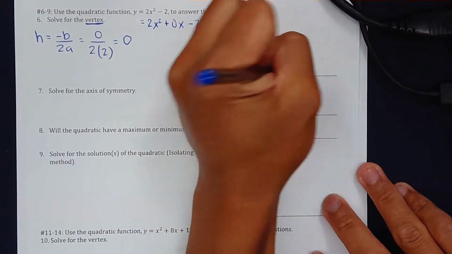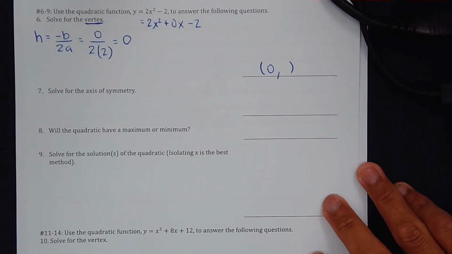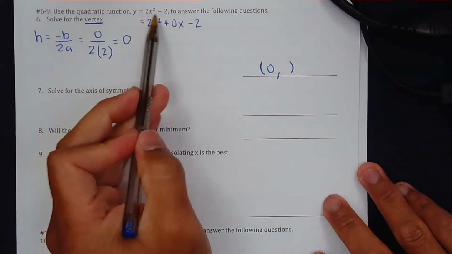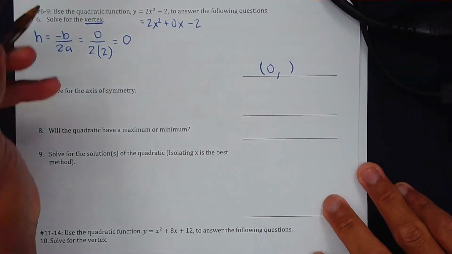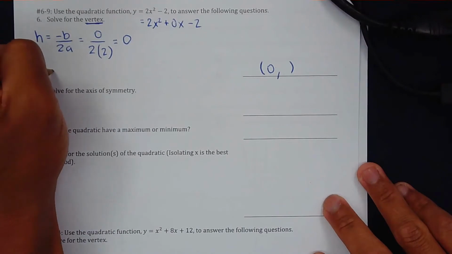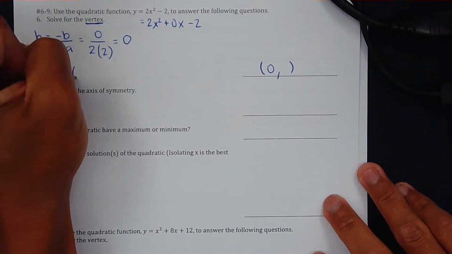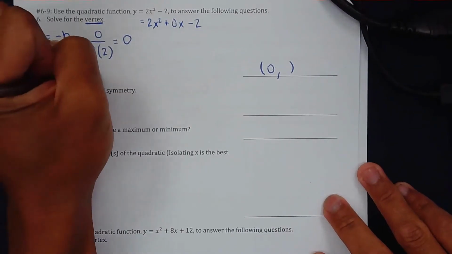Now we need to figure out our y coordinate, or our k. As you guys know, we just go ahead and plug it into our original equation. So we plug 0 into this. So let's go ahead and do that. Our k is equal to 2 times 0 squared minus 2.